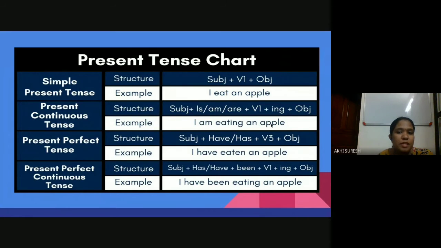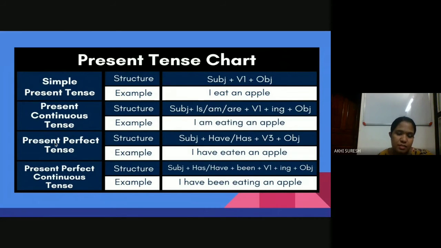I am eating an apple. I am writing a letter. She is writing a letter. We are writing a letter. We are eating an apple. So these are some examples for present continuous tense. Next, we can move on to present perfect tense.